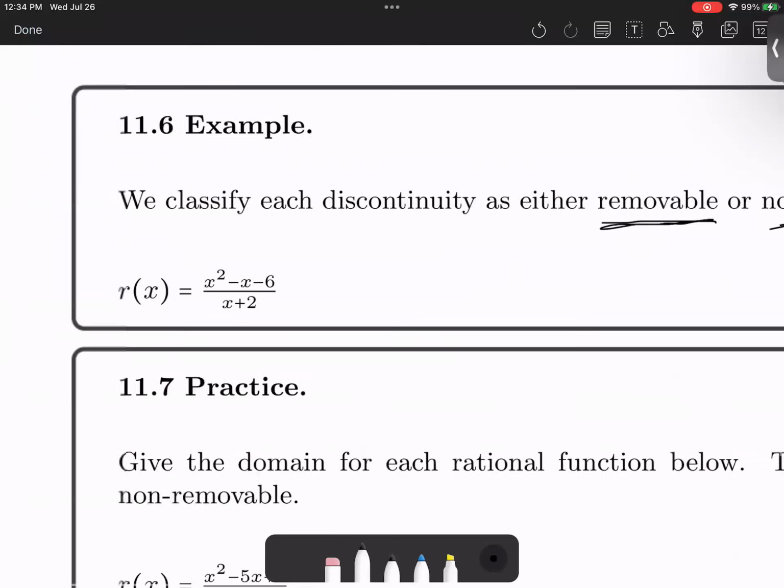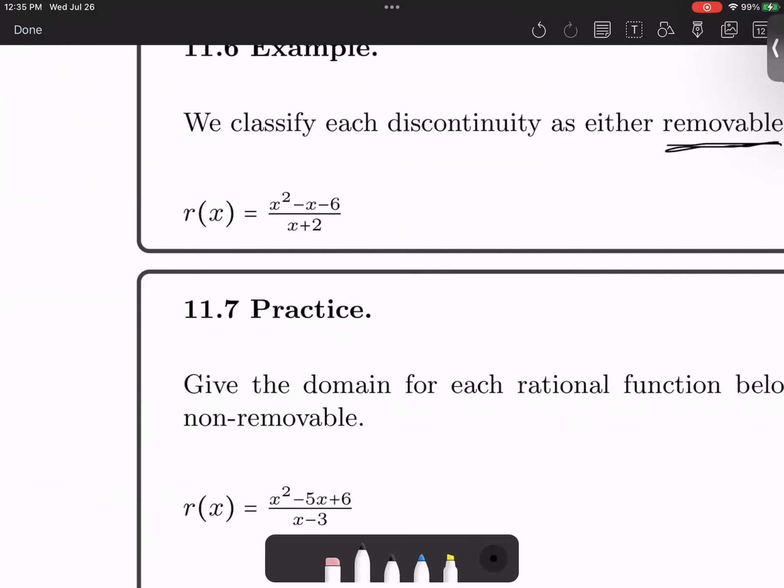Let's see what I mean here. This is a rational function, right? It's a polynomial divided by another polynomial. It is not going to exist at x equal to minus 2. Right? That's the one discontinuity of this function. You can't divide by 0, and when x is equal to minus 2, that's the 0 of that denominator.